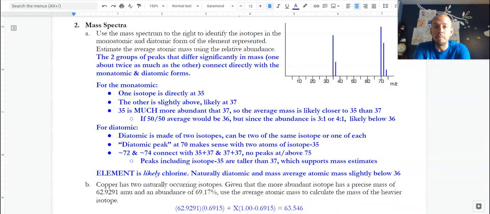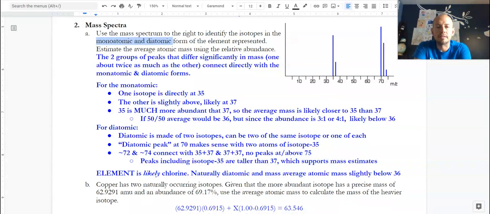The fact that there are two sets of peaks is really important to come back to in this problem: monatomic and diatomic. Hopefully you remember mono is one and di is two, meaning that some of those peaks are from atoms by themselves, and some are from atoms bonded to other atoms of the same element. The two groups, the mid 30s and the low 70s, relate to the fact that some of them are by themselves, which connects to why the others are about twice as heavy. So monatomic and diatomic.